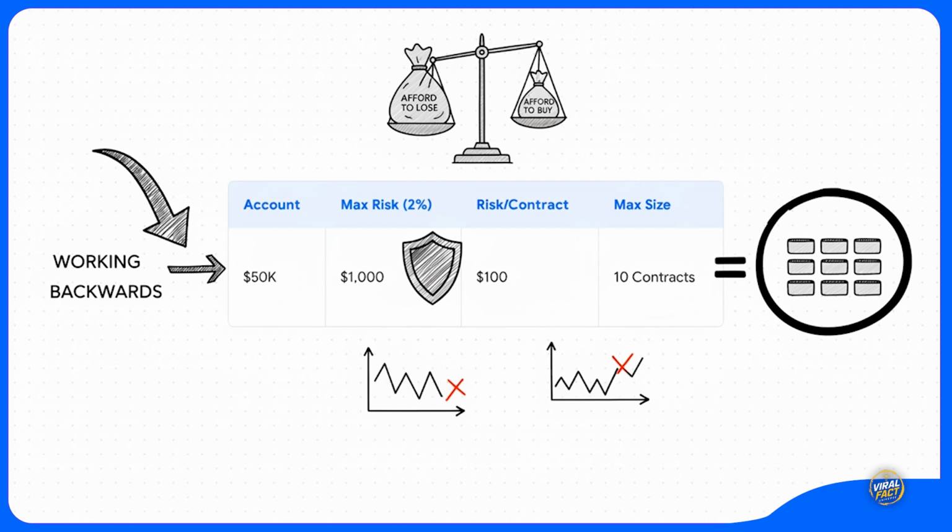Let's say you have a $50,000 account, right? And you decide to risk exactly 2% per trade. Well, your absolute max loss is $1,000. So if your risk per contract is $100, that $1,000 of max loss dictates that you can buy exactly 10 contracts, period, never more than that.